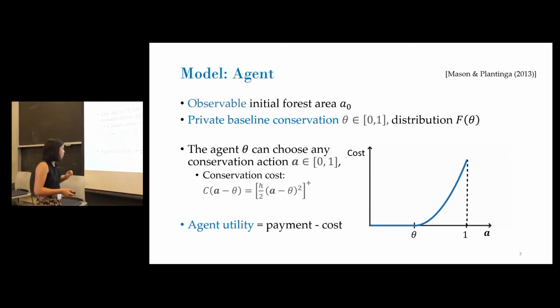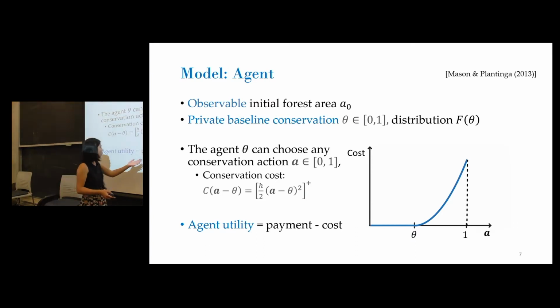And so then the agent's utility is going to be whatever payment that the principal gives them for taking the action, net the cost of taking that action. Okay, very, very simple model.